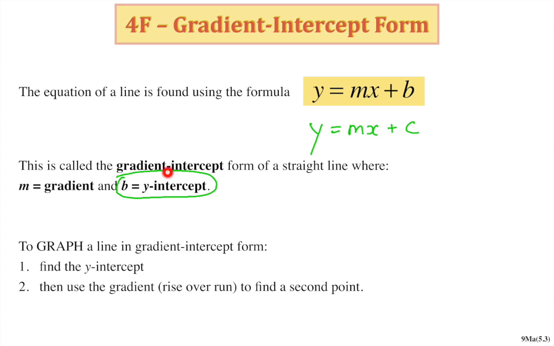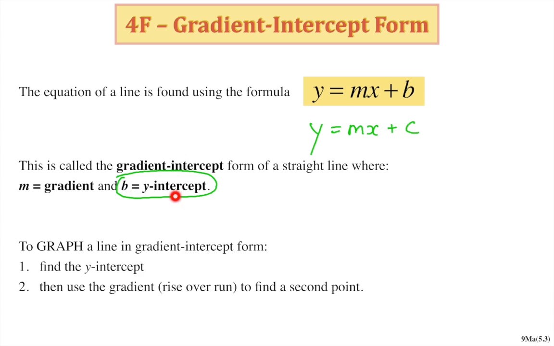It says it's called the gradient intercept form of a line where m, the number in front of x, is the gradient. Another name for gradient is slope, remember. So this could be the slope intercept form of a line. And b is where the line crosses the y-axis. It's called the y-intercept. If you were using a c instead of a b, c would be the y-intercept.